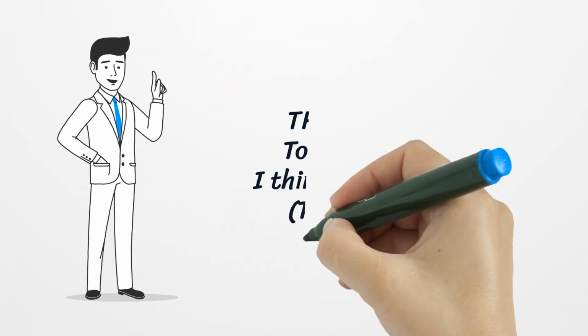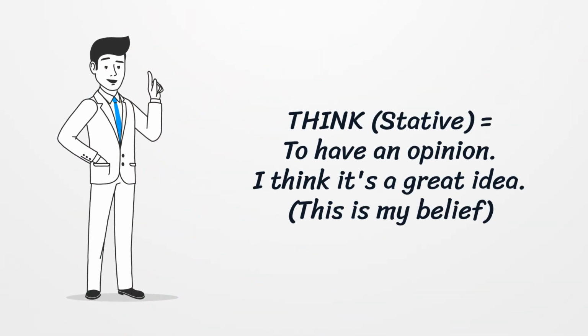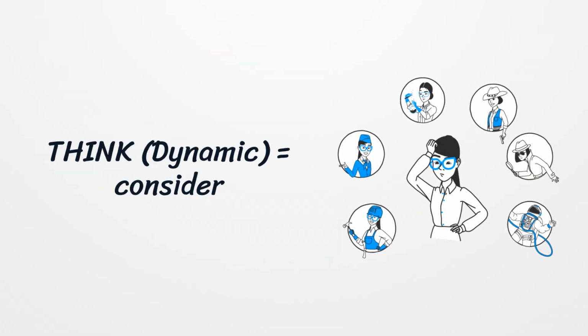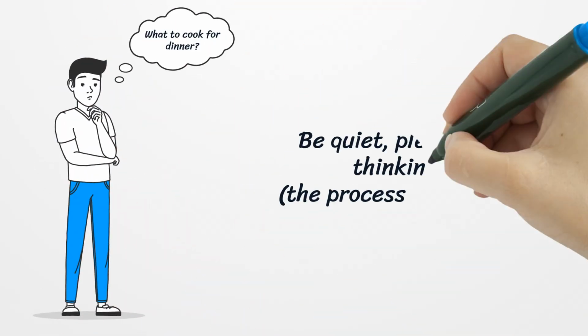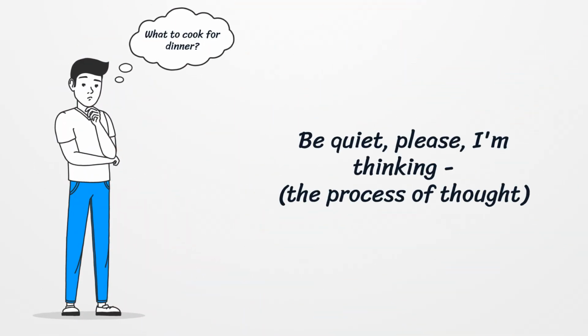Think, stative simple tense: to have an opinion. I think it's a great idea. This is my belief. Dynamic continuous tense: to use your brain to consider. Be quiet please, I'm thinking. This is the active process of thought.